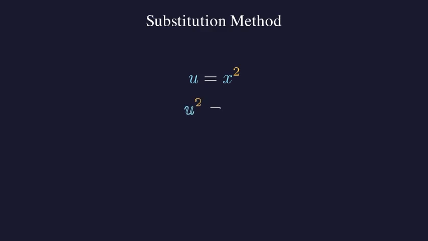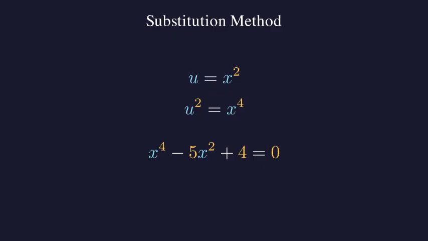Watch as we unlock this equation using a method called substitution. We will introduce a temporary variable to make things easier to see. Let us define a new variable u and set it equal to x squared. If we square both sides of this definition, we see that u squared is equal to x to the power of 4.